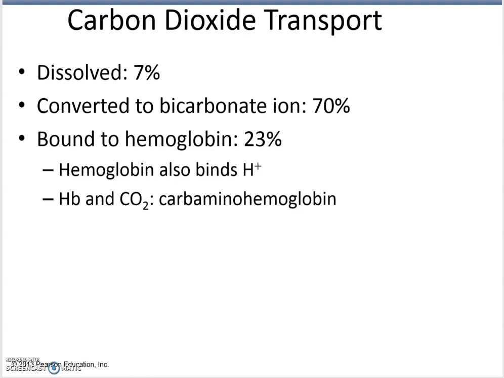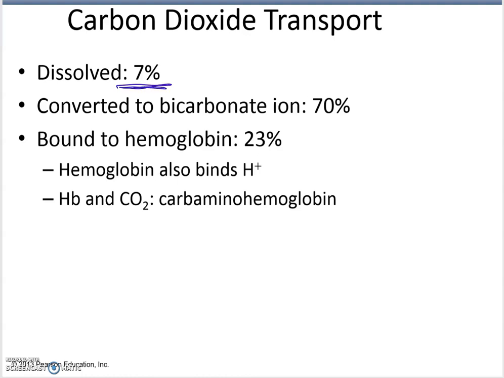Now let's take a look at carbon dioxide. Do we have another molecule such as hemoglobin that now takes care of the carbon dioxide transport? And the answer is no. So now what do we do? We have significant amounts of CO2 that are a waste product of aerobic respiration. So how do we get it back to the lungs and get rid of it? Well, here's the deal.